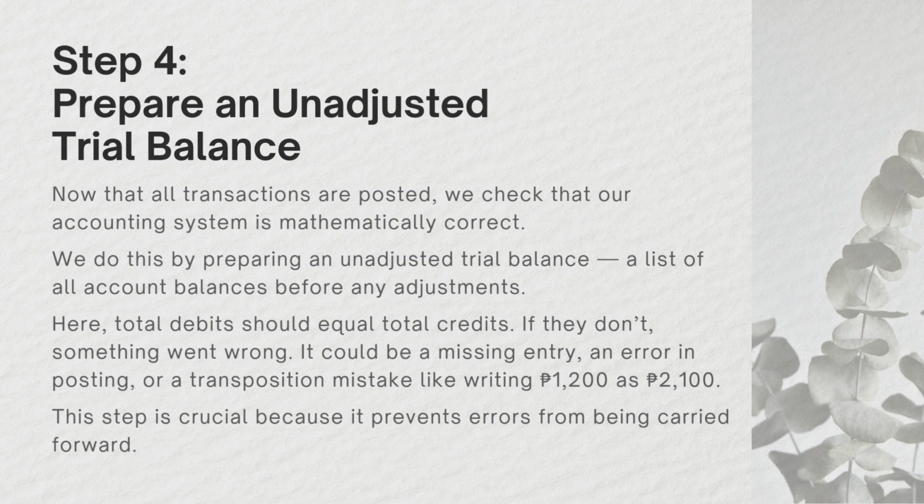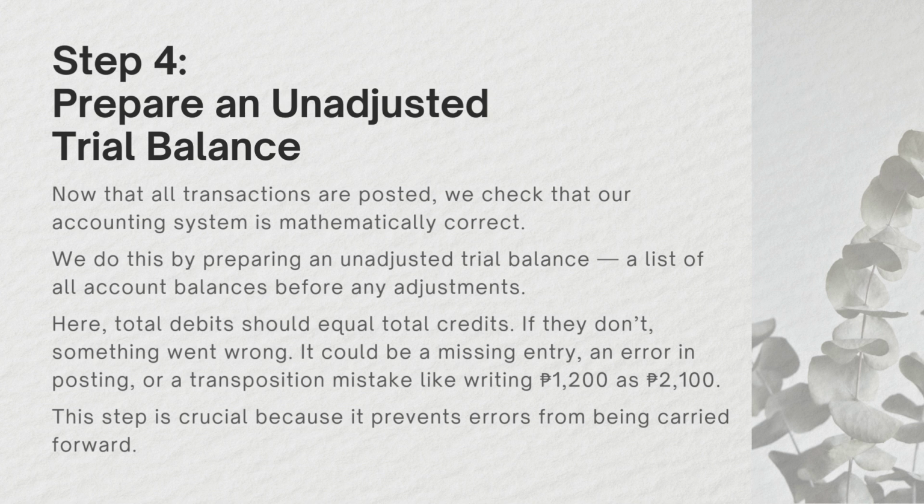Step 4. Prepare an unadjusted trial balance. Now that all transactions are posted, we check that our accounting system is mathematically correct. We do this by preparing an unadjusted trial balance, a list of all account balances before any adjustments. Here, total debits should equal total credits.